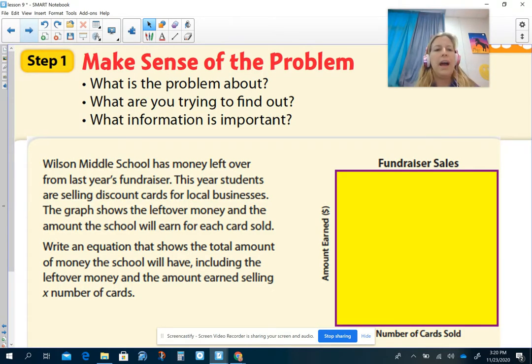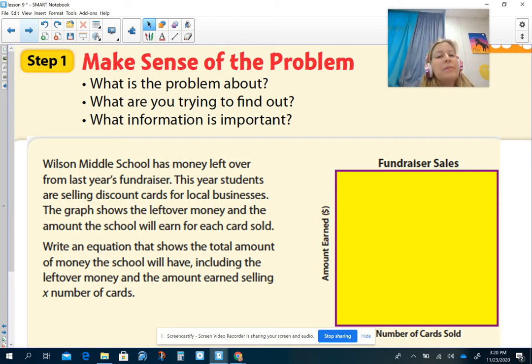So let's look at what we have here. We're going to make sense of this problem. So in your notebook, I want you to write down anything you see that's important. What are we trying to find out from the problem that I read? Okay, so let's get started.